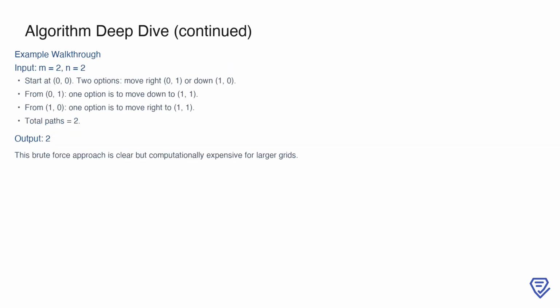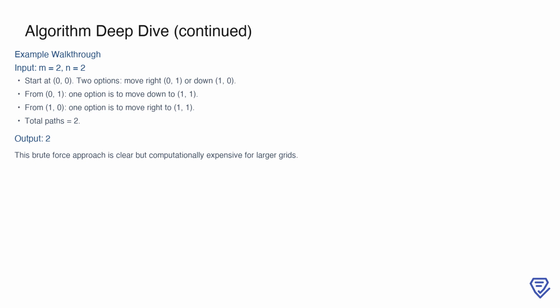Let's walk through an example to see how the brute force approach works. Suppose the grid is 2 times 2, meaning m equals 2 and n equals 2. The robot starts at the top left corner, which is cell 0, 0. From here, it has 2 options. It can move right to cell 0, 1, or down to cell 1, 0. If the robot moves to 0, 1, it has only one option from there, to move down to the bottom right corner, which is cell 1, 1. Similarly, if the robot moves to 1, 0, it has only one option from there, to move right to the bottom right corner. In total, there are 2 unique paths for the robot to reach its destination.